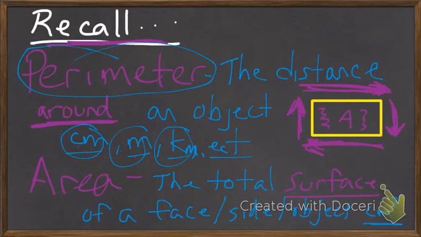Area is slightly different. Area isn't the distance around it anymore. Area is actually the space in between or on the surface. It's the total surface of a face, of a side, or of an object. And another big difference, when we're talking about area, we don't just measure in centimeters, meters, kilometers. We have to have that 2 above it. That means centimeters squared, because every little area here has a square, and it covers the whole thing. That's our area. It's the inside, the surface.